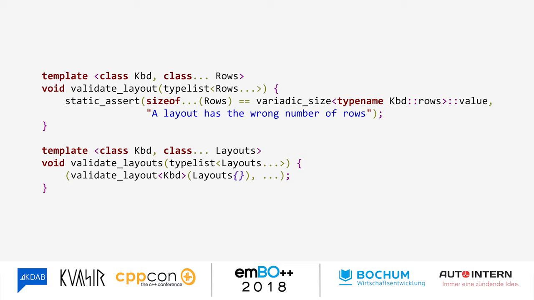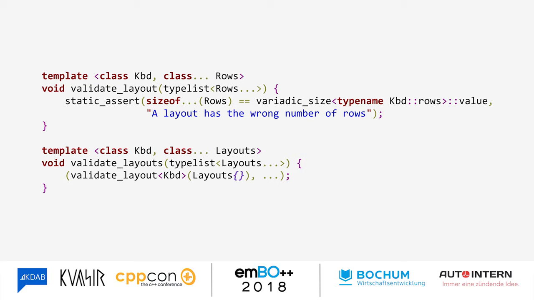So at compile time, if we make a mistake and our layouts don't match the number of rows we said they should have in the description of our keyboard, then our compiler is going to say a layout has the wrong number of rows. It's not going to give you some esoteric compiler error which you have no way of actually tying back to your original code. It's going to say a layout has the wrong number of rows. And if you know your application domain, then you know what that means, and you can then go and try and fix the problem.